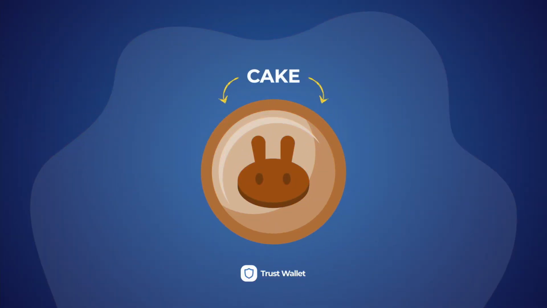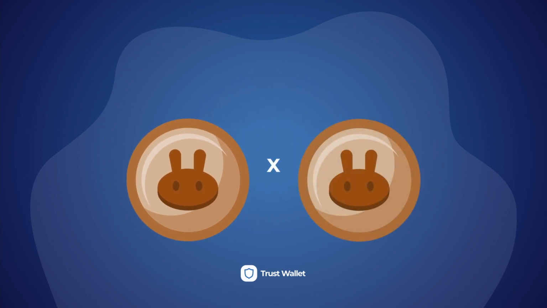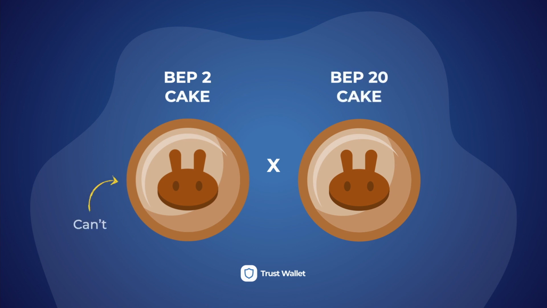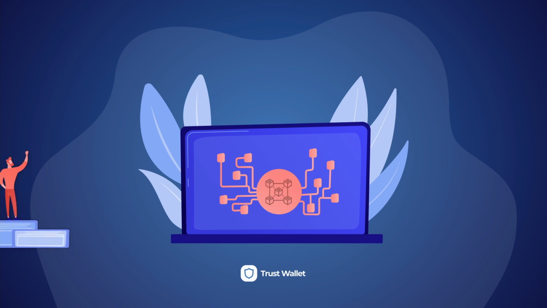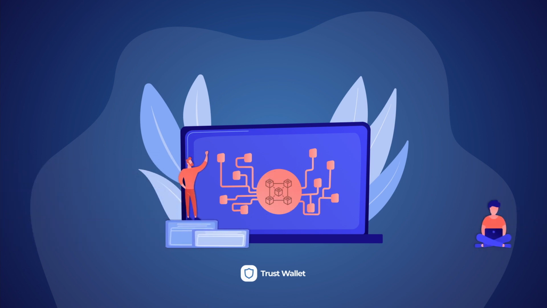Let's take Cake as an example. Having a BEP-2 Cake will expose you to the token's price, but it cannot be staked on PancakeSwap, as only the BEP-20 Cake is compatible with this ETH-based DeFi application. So if you want to use specific features from a particular blockchain, you have to ensure that you have a compatible native token.